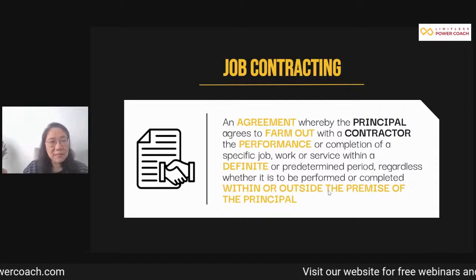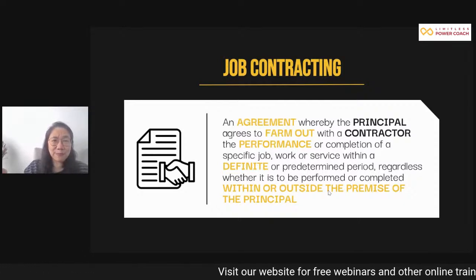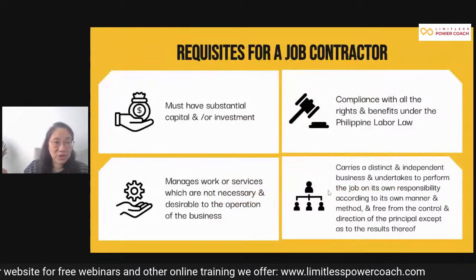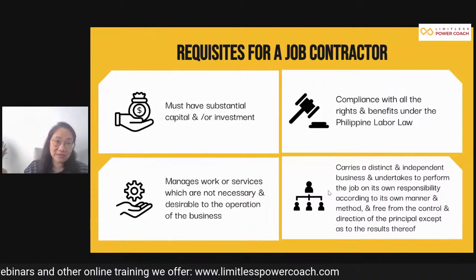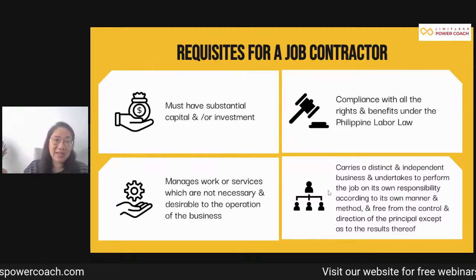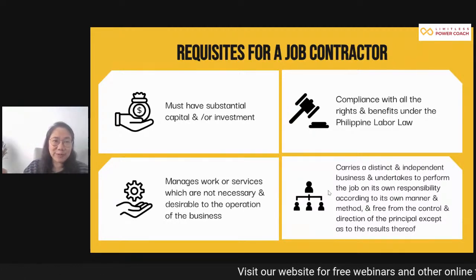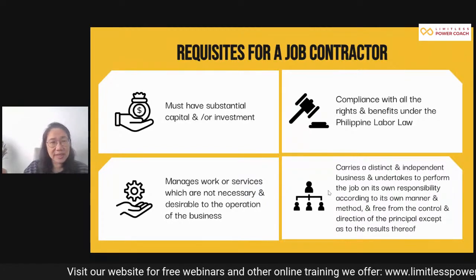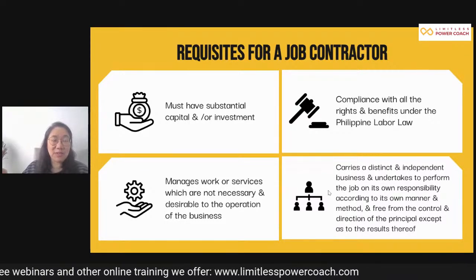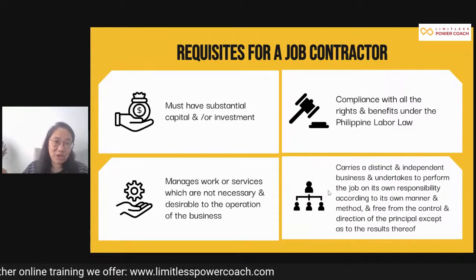But if you notice, a lot of activities are now being outsourced. And so, what are the things that you need to check when you're looking for a job contractor? First, the contractor must have substantial capital and/or investment. So they should be able to present to you that they have relevant capital or assets for the business to be able to carry out the business operations.